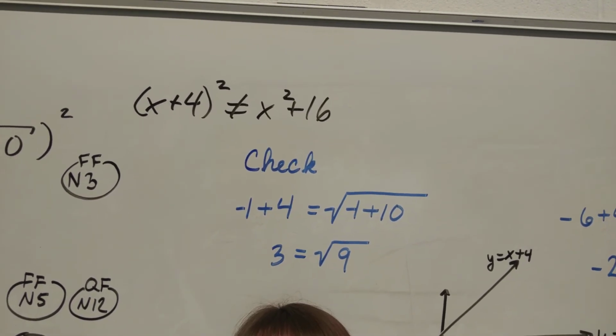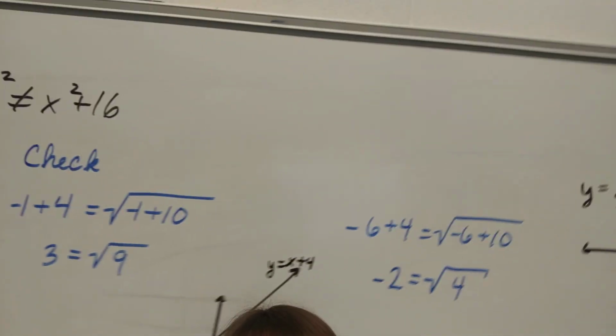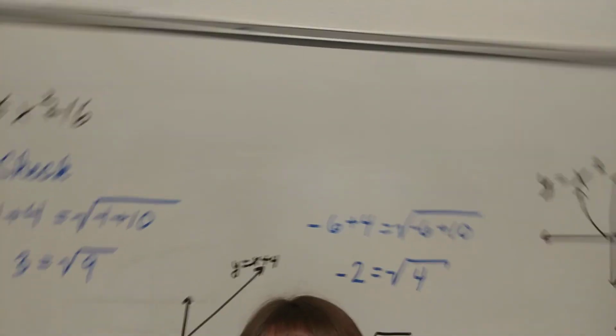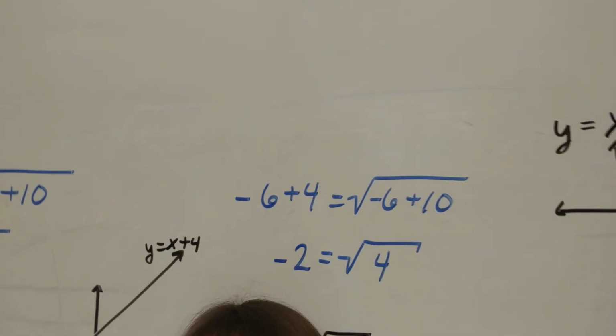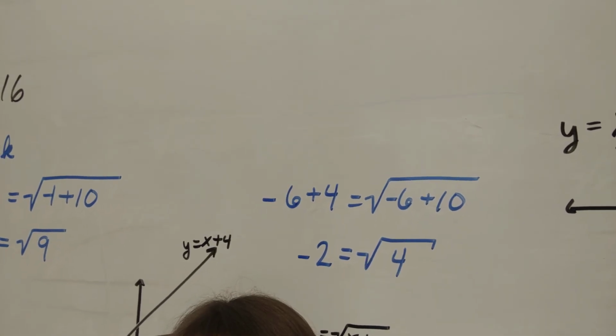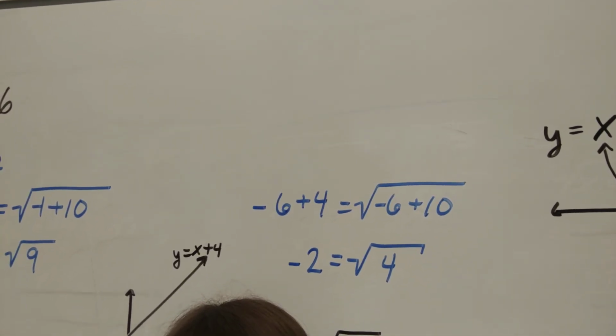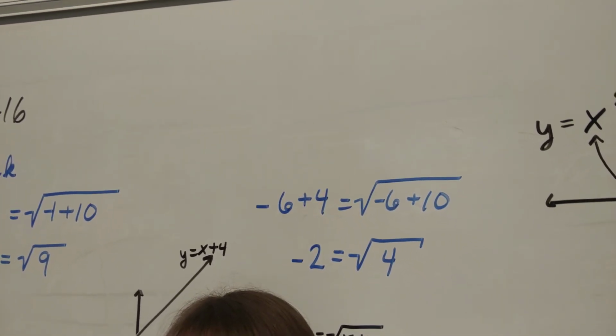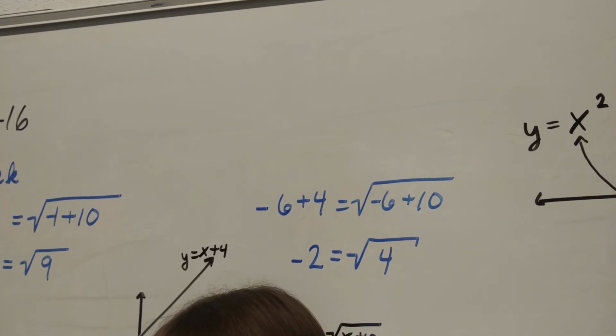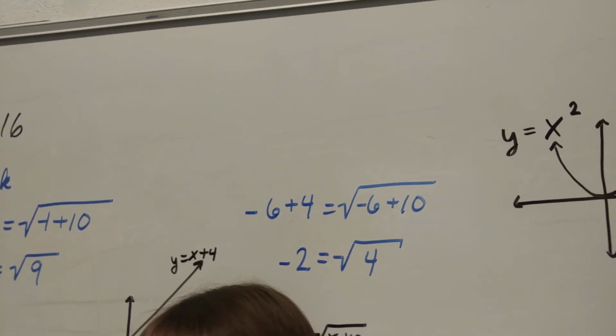So it looks like the square root of 9 is 3. But whenever I come over here and I do a check, well, the square root of 4 is plus or minus 2, but I got -2 only. So that seems kind of weird. And what's going to happen is we have to go back to the very beginning.